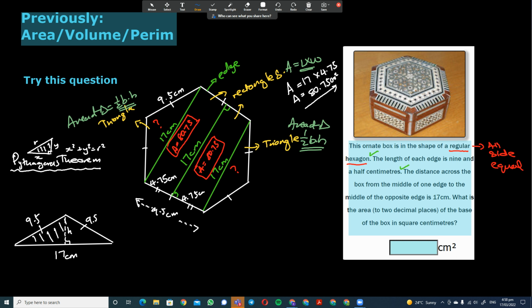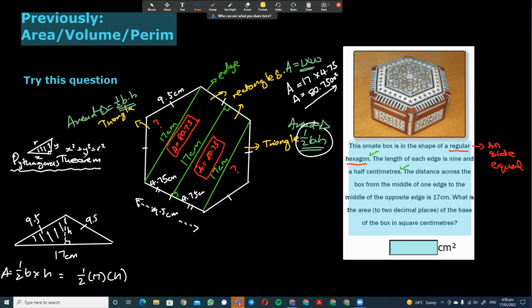Because that's how you calculate the area. Half base times height. So I need to get half base times height to get my area. And I know my base is 17. But I don't know what my height is, and I still need to work that out. That's why I'm going to use Pythagoras theorem.